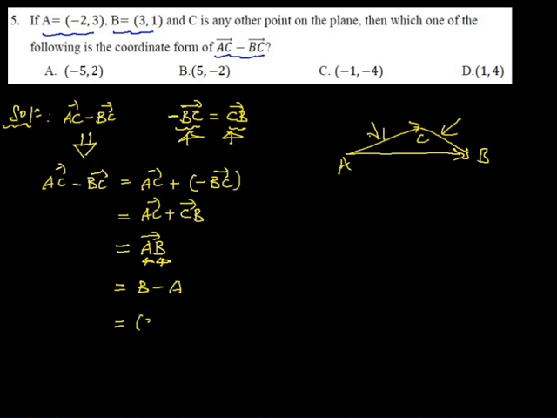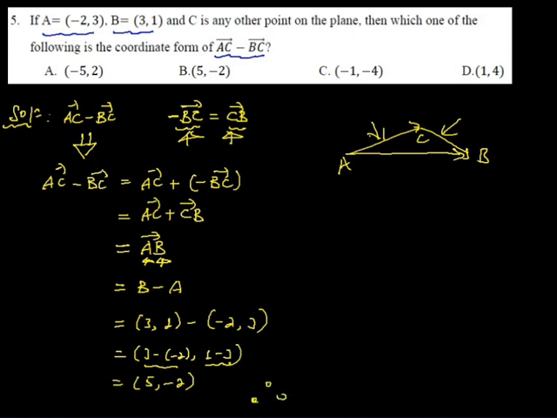We subtract always the initial from the terminal. Now B is 3, 1 and A is -2, 3. So this means 3 minus of -2, 1 minus 3 will be the difference. 3 minus of -2 means 5. 1 minus 3 is -2. Therefore AC minus BC is 5, -2. This is the coordinate form for AC minus BC. So our answer will be B.